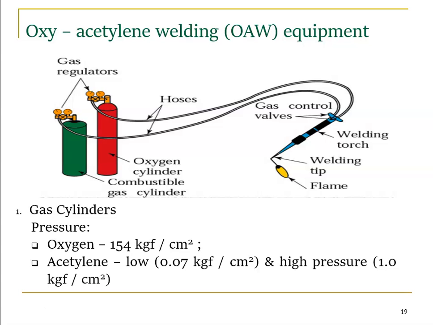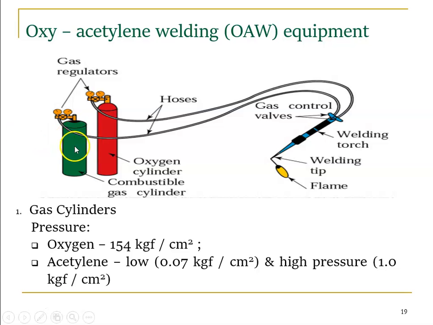So gas cylinders have a pressure. Oxygen is stored at 154 kgf per centimeter square. Acetylene has a low pressure, it may be 0.07 at the low end, and if it is high, then 1 kgf per centimeter square. So the cylinders are used to store the oxygen as well as acetylene.